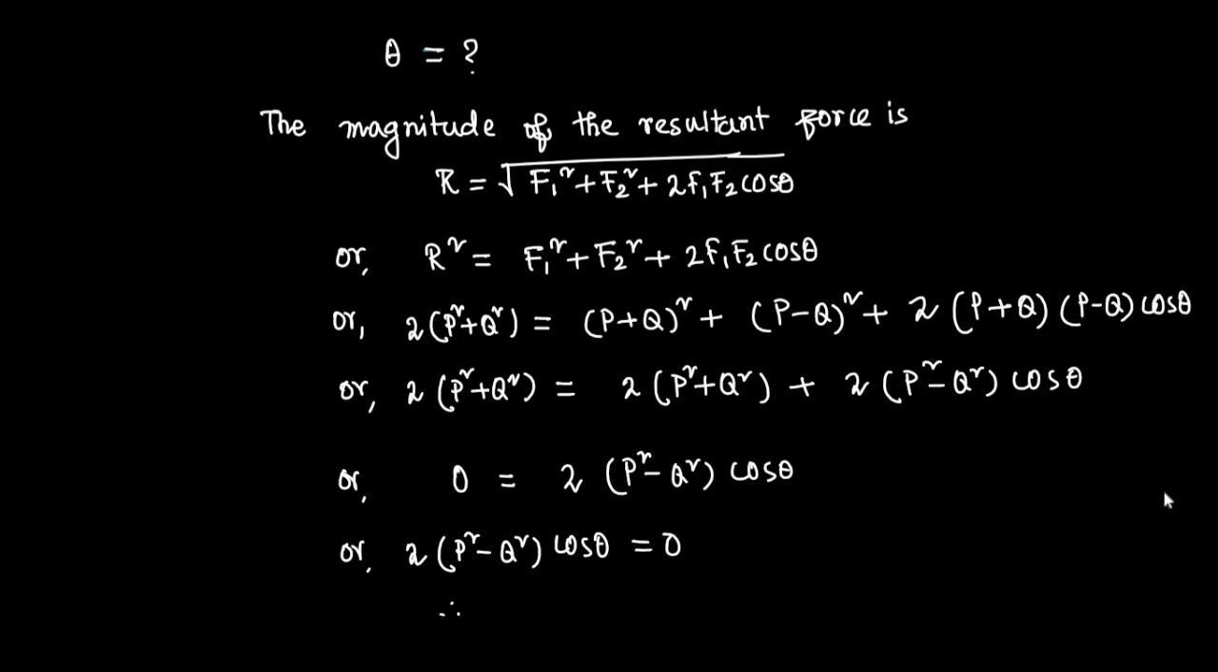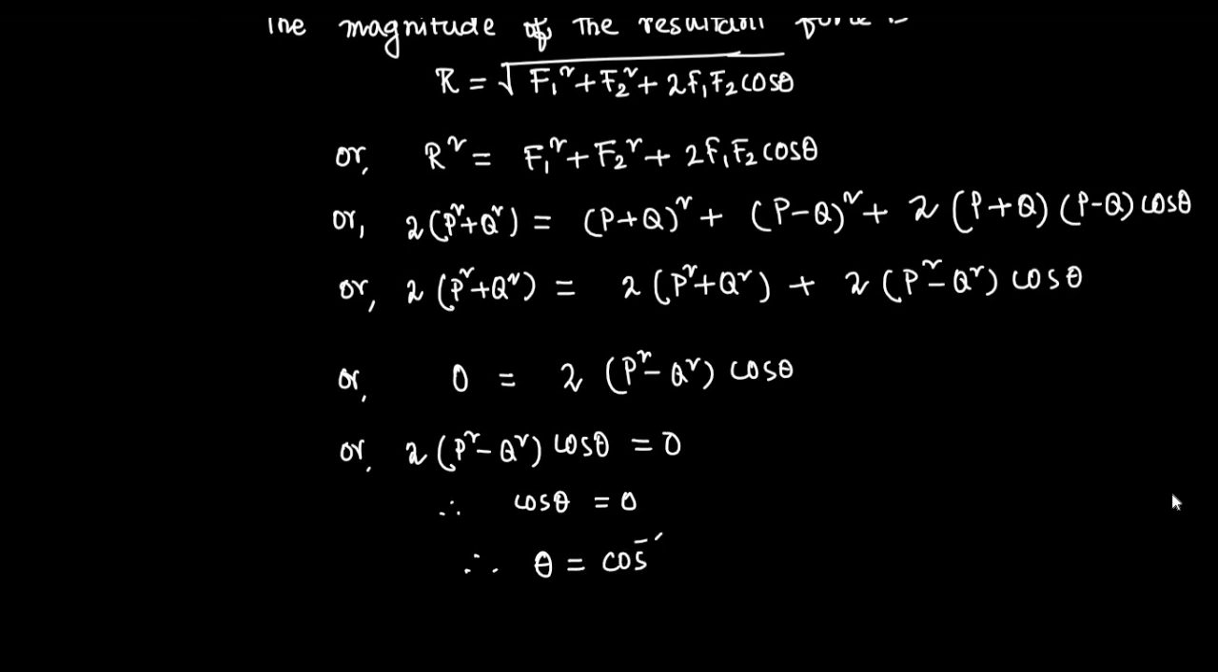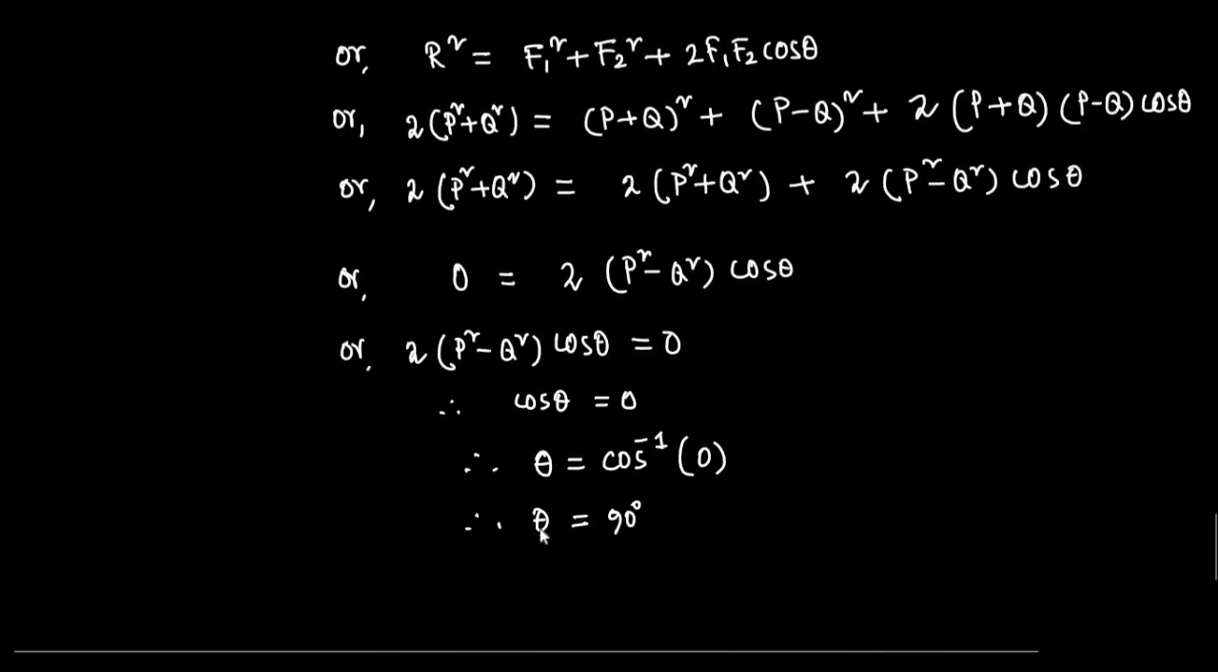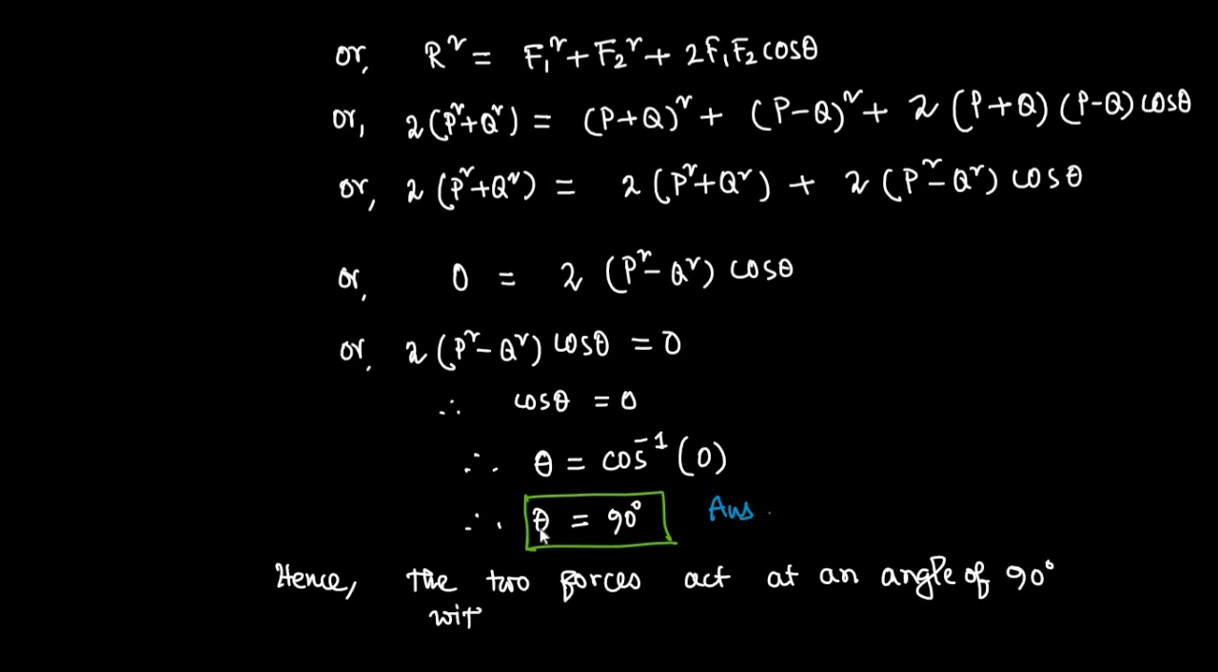Therefore, cos theta is equal to 0. Therefore, theta is equal to cos inverse 0. Therefore, theta is equal to 90 degree, which is the answer. Hence, the two forces F1 and F2, that is the two forces P plus Q and P minus Q, act at an angle of 90 degree with each other.